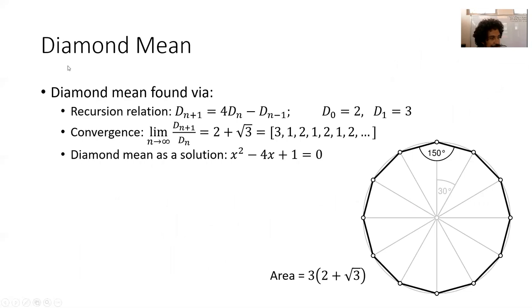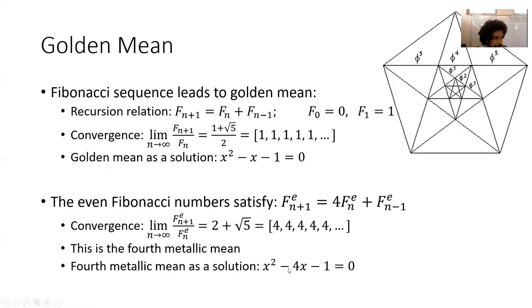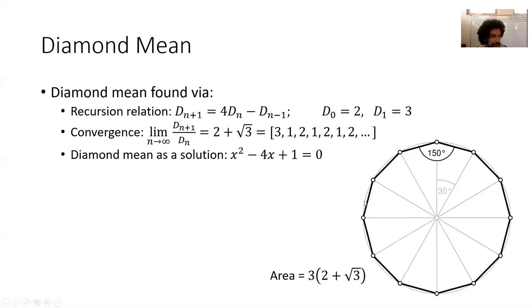Finally, the diamond mean is given by a similar recursion relation to that fourth metallic mean here, except we place a minus sign instead of a plus sign here to get a slightly different recursion relation. And we see that the continued fraction approximation of it first has a 3 here, but I could look at 1 plus the square root of 3 and then get a 2 here. What's really important are the later numbers.